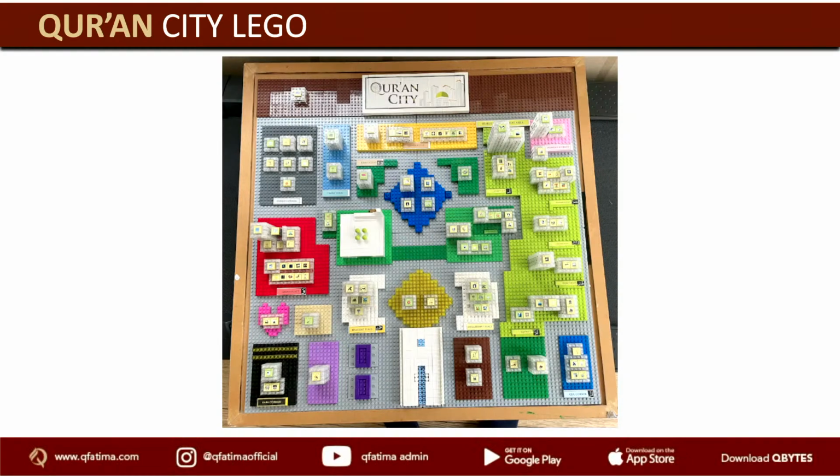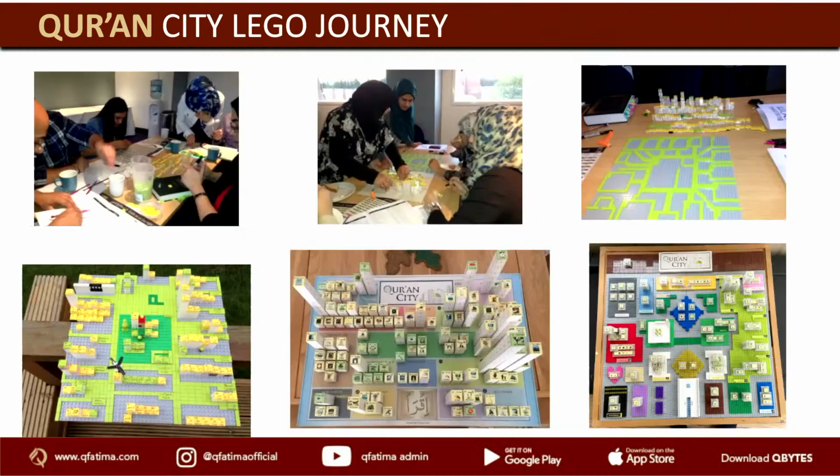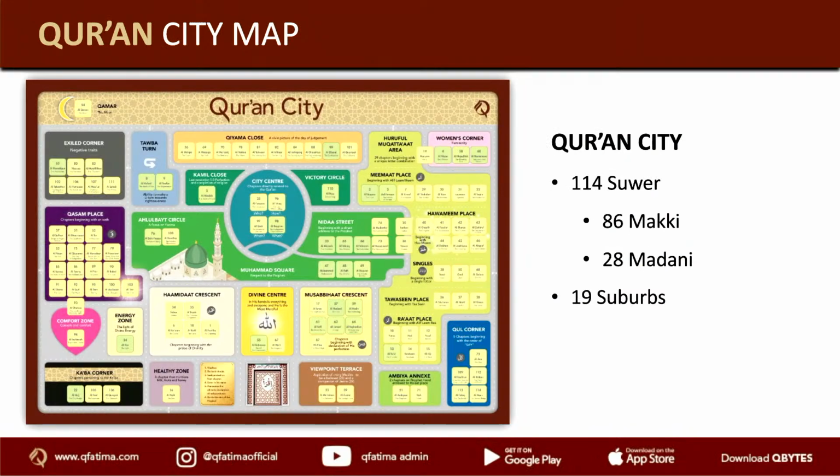It all started with a Lego model of the city. You can see some of the teachers and students building it there. This is what you have with you, which is the final version of Qur'an City. Qur'an City is 114 buildings. It will never become bigger. It will never become smaller.